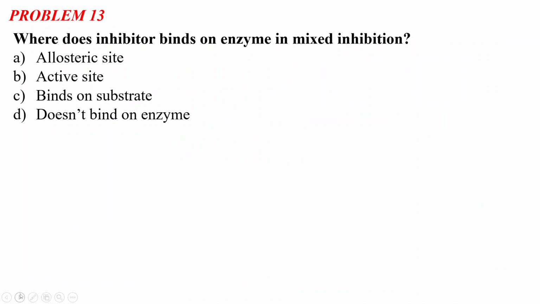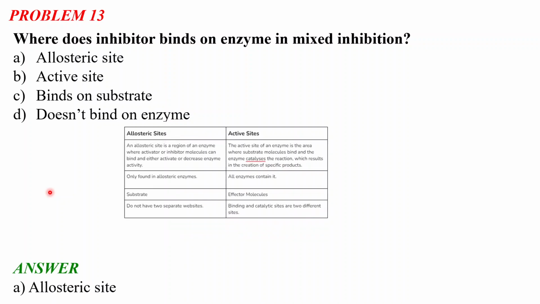Now let us check first what is the correct answer, number A or number D, and then we can discuss. So the correct answer, where does the inhibitor bind on the enzyme in mixed inhibition, will be number A, allosteric site. First let us see the difference between the allosteric site and the active site. An allosteric site is a region on an enzyme where an activator or inhibitor molecule can bind and either activate or decrease the enzyme activity.